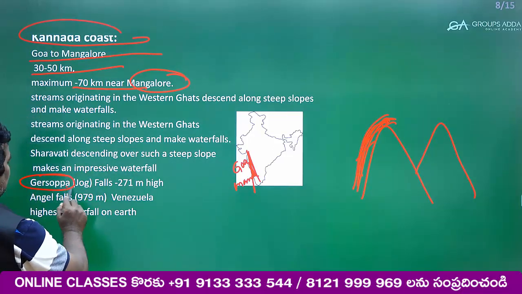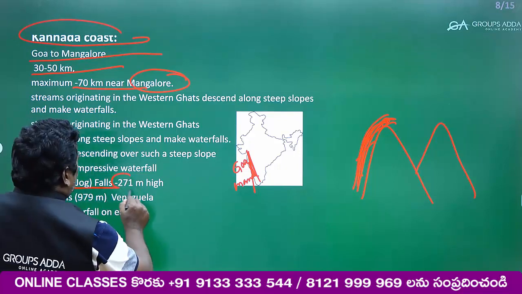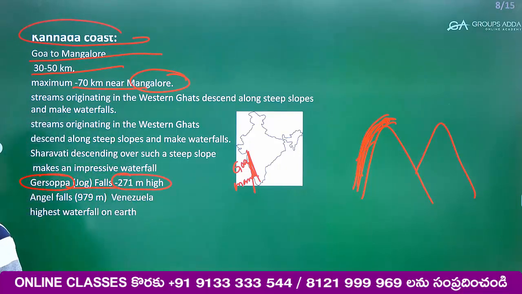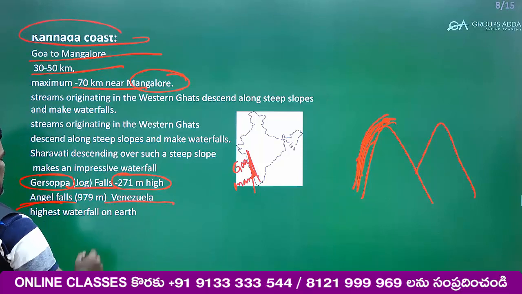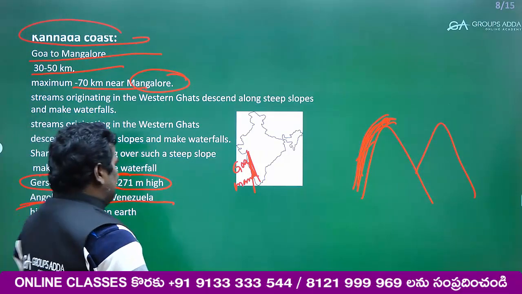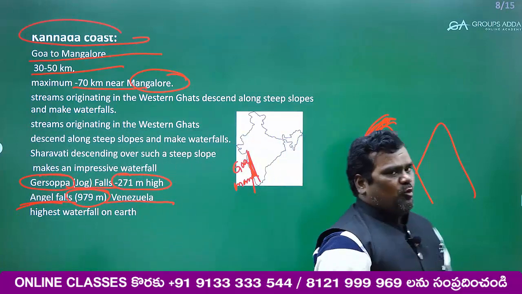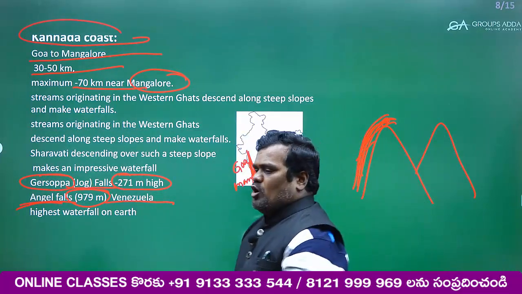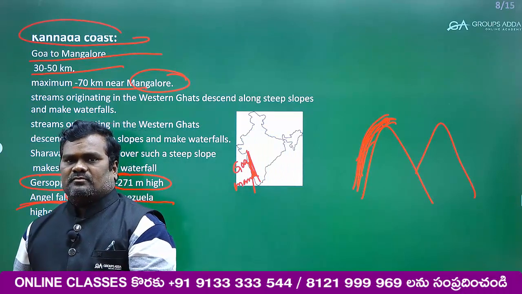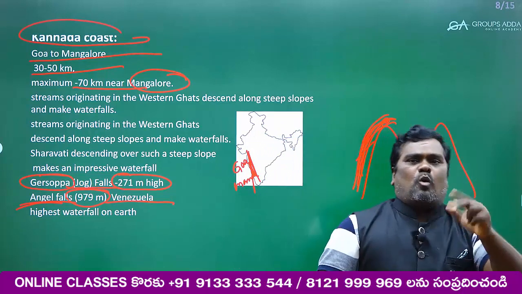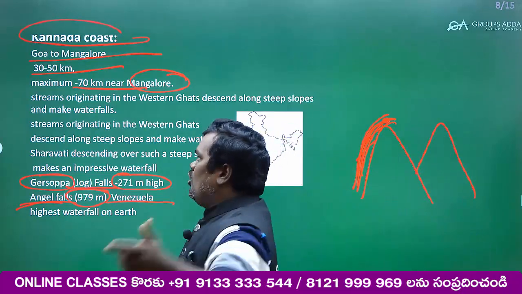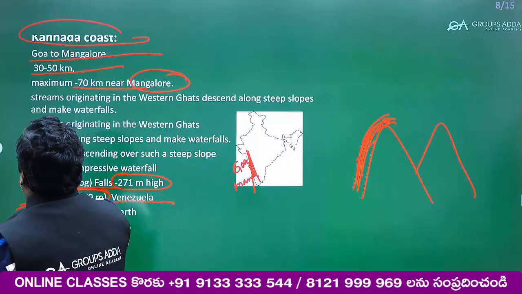Jorsappa, otherwise Jog Falls, with 271 meters height. Okay, Angel Falls is the highest waterfall on this earth, which is in Venezuela with 979 meters. Isn't it? Yes, and it was a question that we have Jog waterfalls. What is the river which created Jog waterfalls? That is Sharavati.